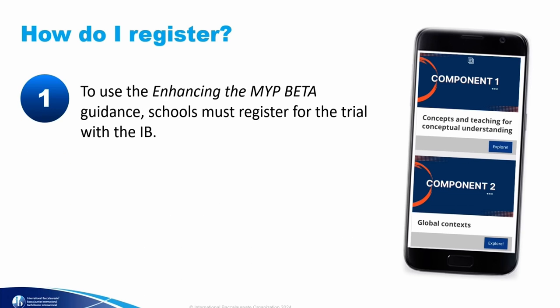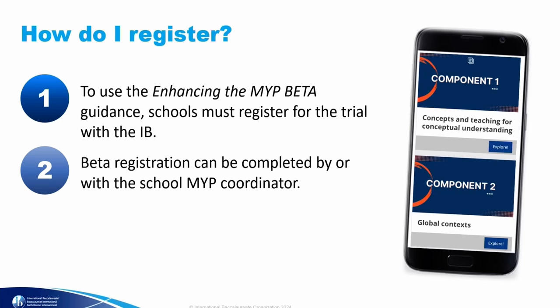To use the Enhancing the MYP Beta guidance, schools must register for the trial with the IB. Once you have explored this website and decided how you will approach the trial, beta registration can be completed by or with the school MYP coordinator. You can then begin straight away and at whatever pace is best for you.